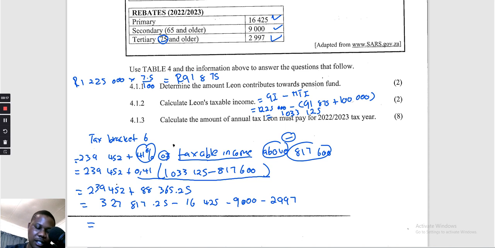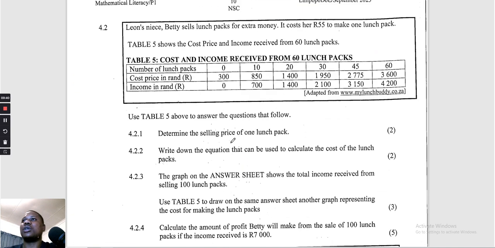16,425 minus 9,000 minus 2,997, and that gives me an amount of 299,395.25. There we have it. Let's go to number 4.2.